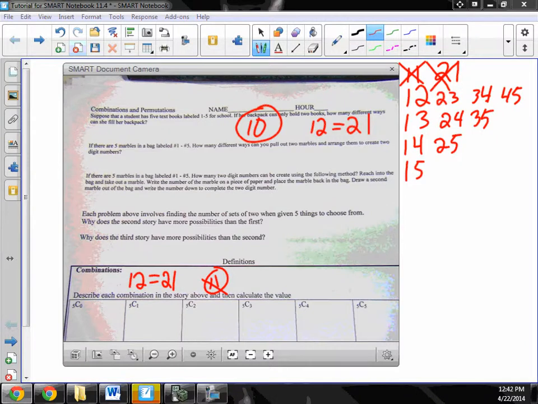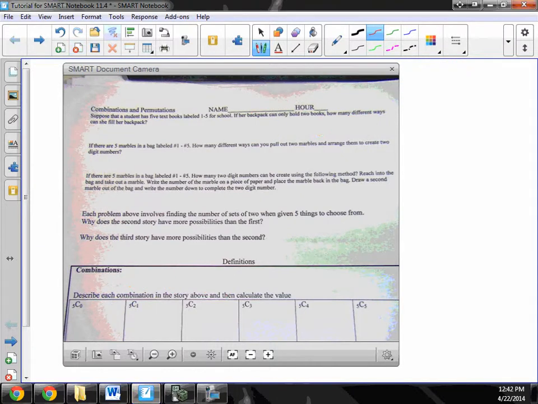Let's change the story slightly. Same numbers, same number of digits. There are 5 marbles in a bag labeled 1 through 5. How many different ways can you pull out 2 marbles and arrange them to create 2-digit numbers? Let's make the list. What about 11? Can I arrange 2 marbles and make an 11? No, why not? I only have 1 of each marble, so that doesn't exist.